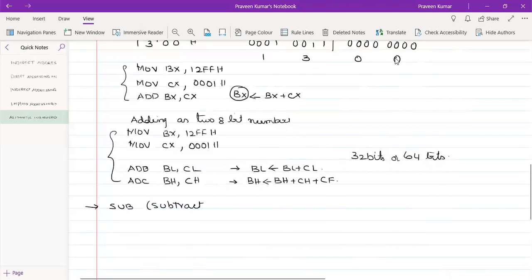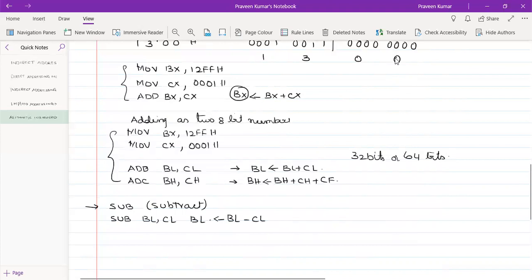So in subtraction, I'll come up with an example: SUB BL, CL. So we'll do 8-bit subtraction. The moment I say BL, it is 8-bit, so the processor recognizes that we are trying to subtract two 8-bit numbers. So what it does is BL minus CL, and the result will be stored again in BL.